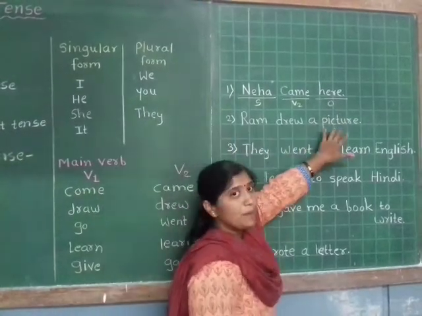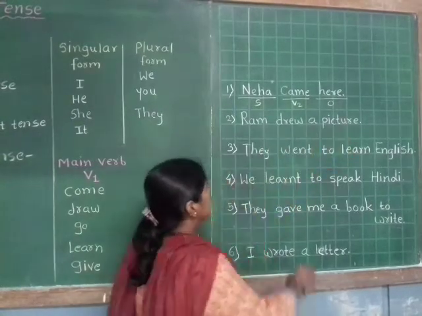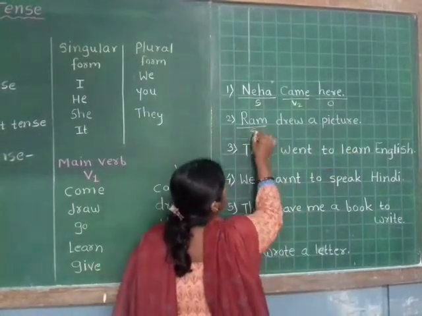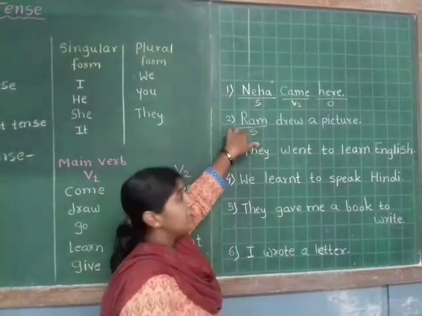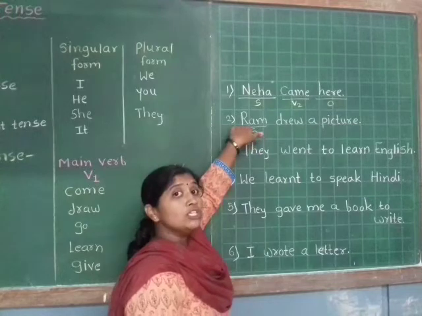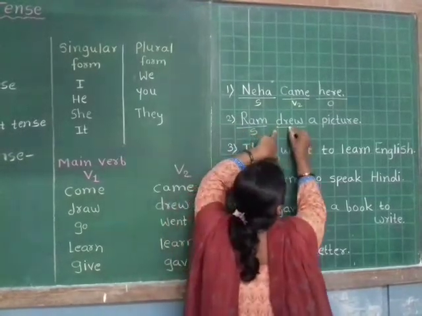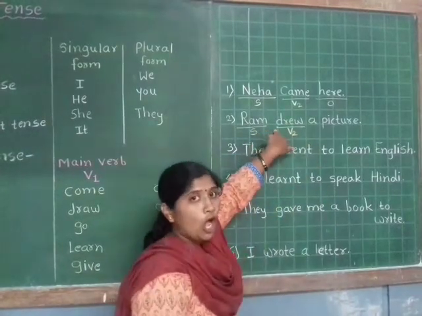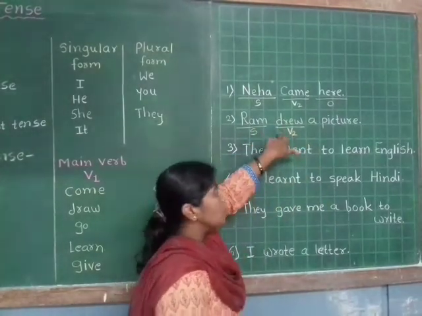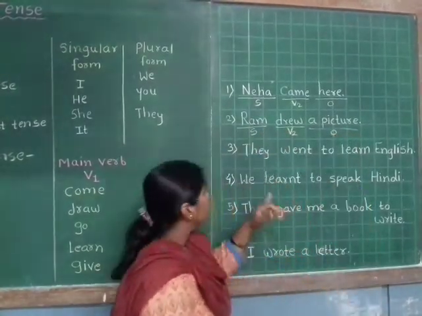In the second example, Ram drew a picture. In this sentence, Ram is the subject and Ram is the name of one boy. Here Ram is also a singular subject. Drew is the verb. Main verb is draw and the V2 form is drew. So picture is the object. Okay.